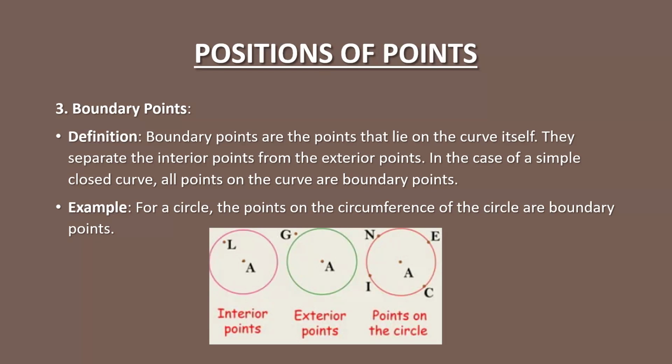In the diagram, the picture you can see, the first figure shows the interior points. Interior means within the closed curve. So within there are points L and A. The exterior point is outside the closed curve, that is point G. Points on the circle mean boundary points, and on the circle you can see the boundary points.